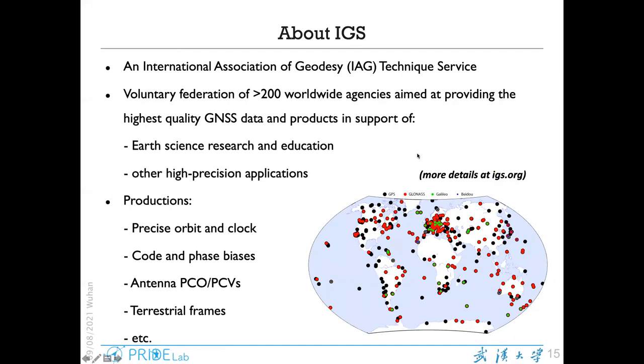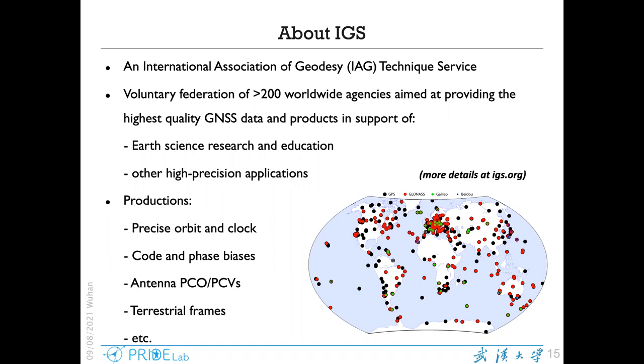Now we come to the International GNSS Service. This is a very famous one, and it has great impact in high precision positioning. It's a voluntary federation of hundreds of worldwide agencies. They aim at providing the highest quality GNSS data and products to support earth science research and education and any other high precision applications like earthquake early warning and volcano eruption monitoring and something like that.